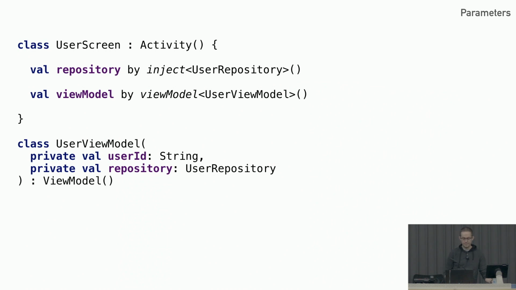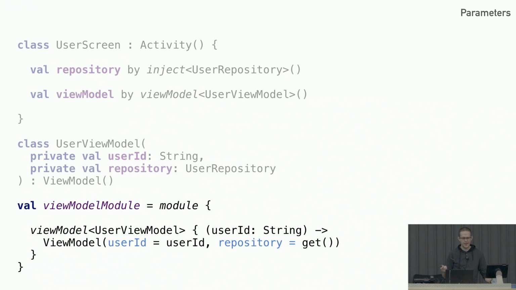And remember, back at the start, I said that our view model had two dependencies. There's the repository, and then there's that user ID. We have to add this to the module definition. How do we do that?